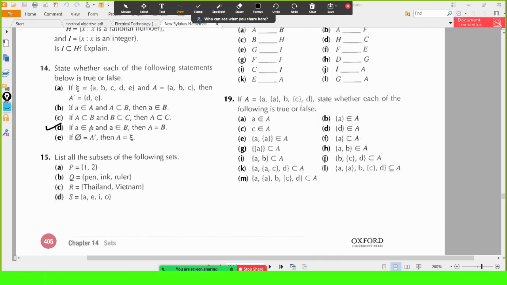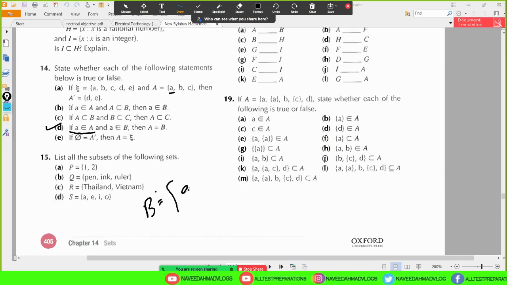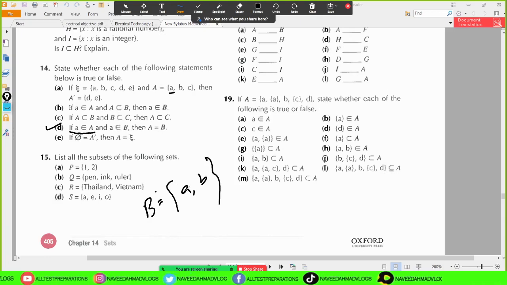If A is an element of set A, yes, A is an element of set A. And A is an element of set B. I will also write the B set. Let's suppose B set is A, B, C. Yes, A, B. This is my second. So yes, A is also an element of set B. Then will A be equal to B?